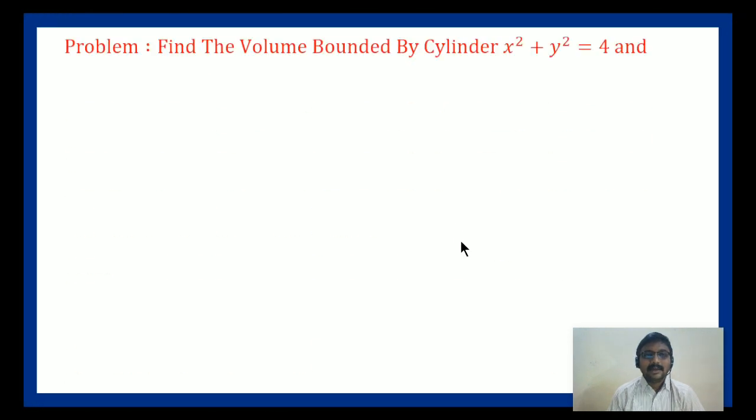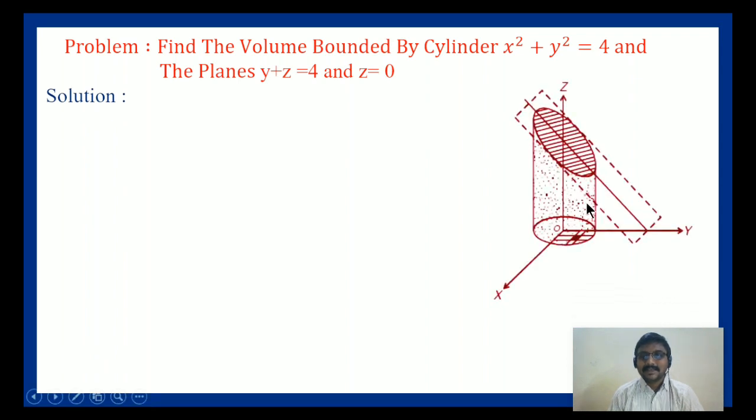Another problem. Find the volume bounded by the cylinder x square plus y square equal to 4 and the plane y plus z equal to 4 and z equal to 0. So solution. This is the rough sketch of the region x square plus y square equal to 4. It is the cylinder about the z axis, since z is missing here. And the plane y plus z equal to 4 intersects the y axis and z axis. And z equal to 0 means the xy plane.